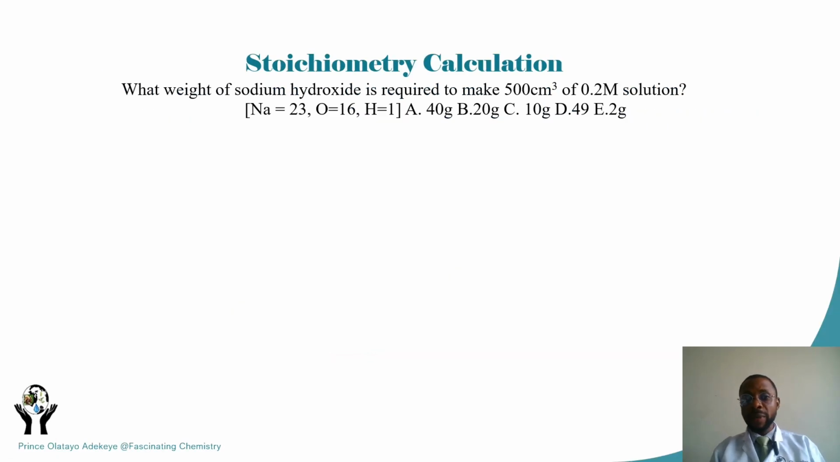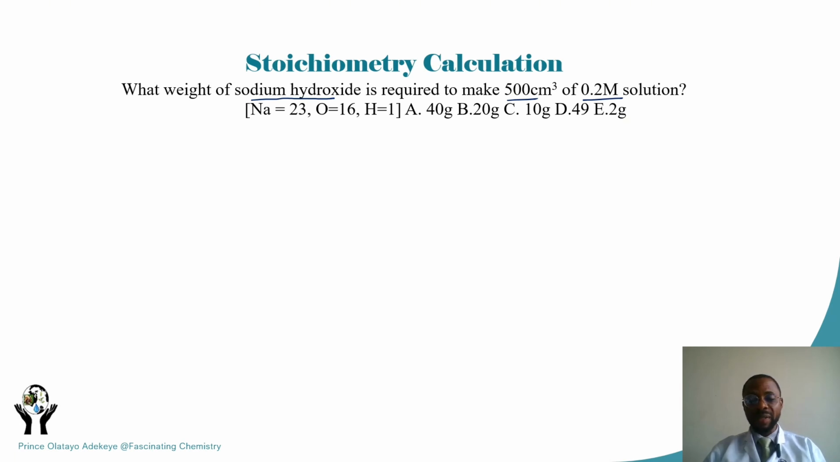When you are given a stoichiometric calculation, it is very important that you break it down in steps. Otherwise, you get confused and muddled up. So break it down into bits. What weight of sodium hydroxide is required to make 500 centimeter cube of 0.2 molar solution?